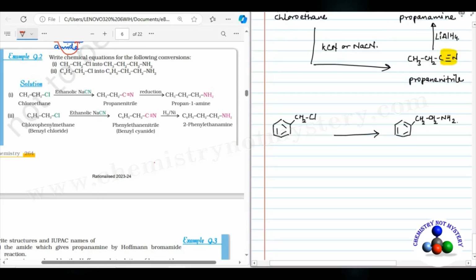Now select the longest carbon chain. So here it is 2 carbon long chain and there is a substituent of phenyl. So here you can write the name of this molecule. This is phenyl ethane amine and this is benzyl chloride.